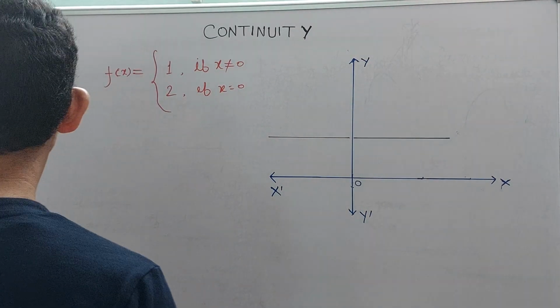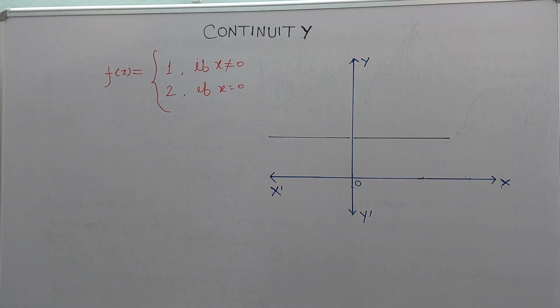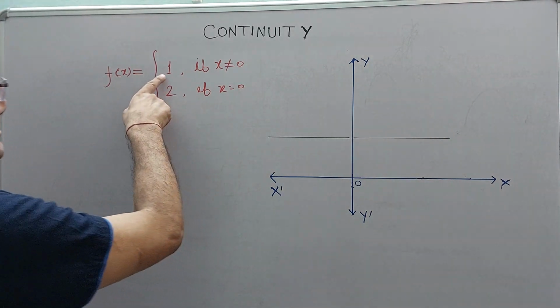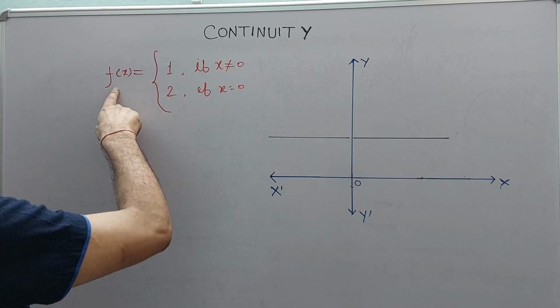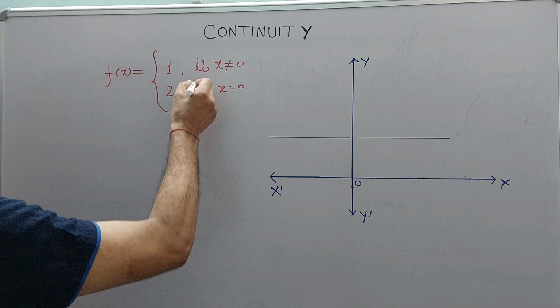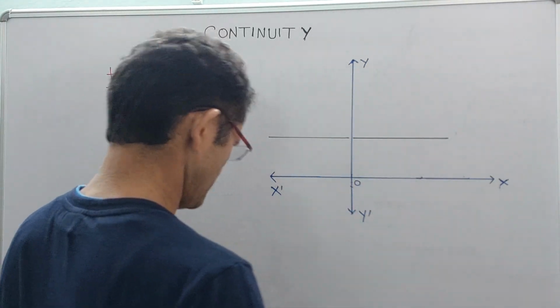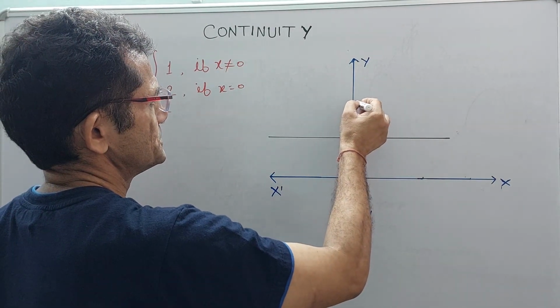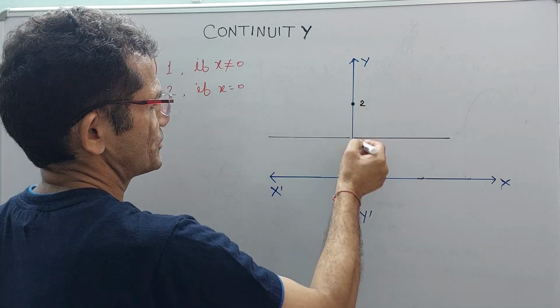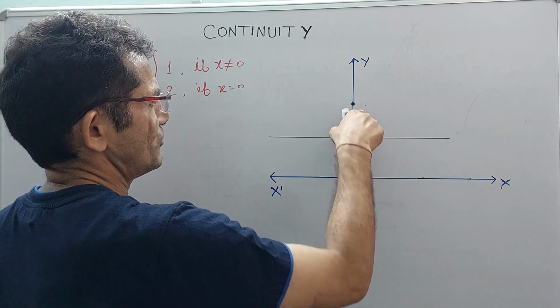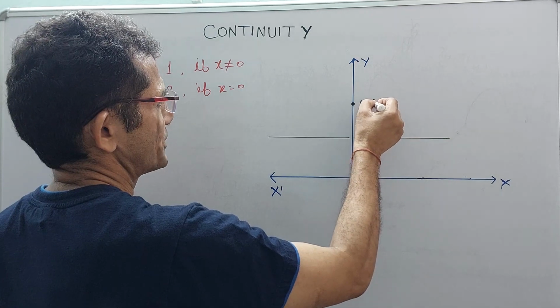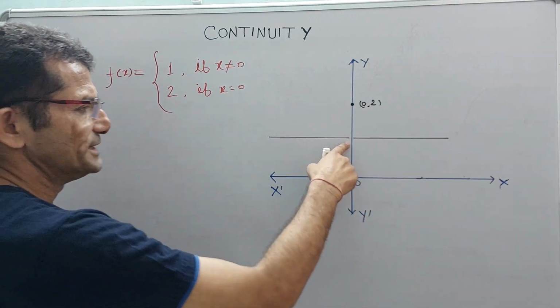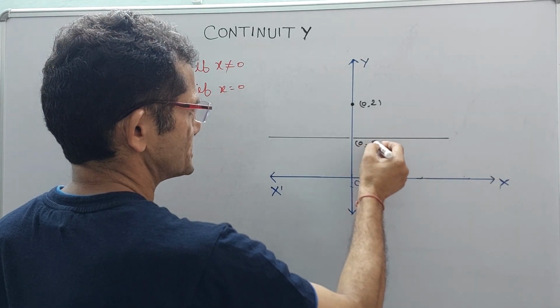Now another example. f(x) is equal to 1 if x is not equal to 0, and f(x) is equal to 2 when x is equal to 0. Along the y-axis this is 2, so the coordinate of this point is (0, 2), and the coordinate of this other point is (0, 1).